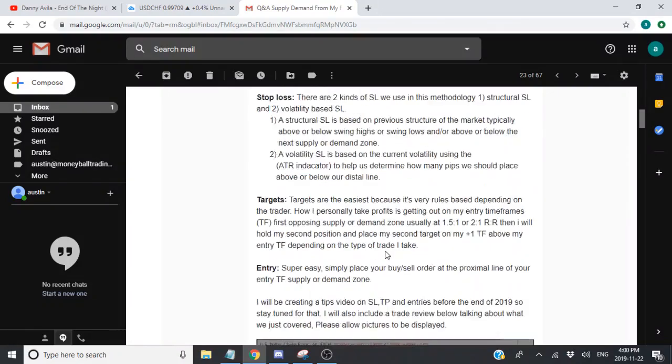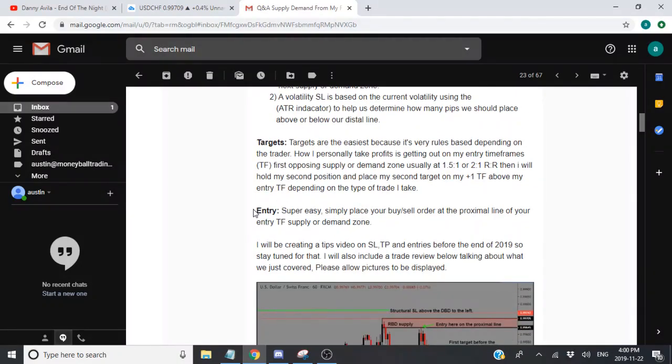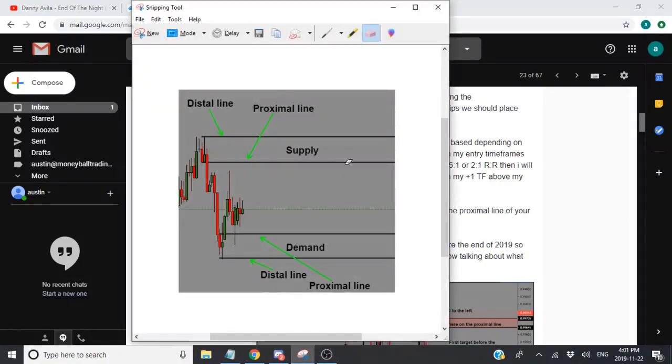So let's just get straight into it. Enough talk. Entry. This is very easy. We simply buy and sell at our proximal line on our entry time frame supply or demand zone. So here we go. This is from a picture from the course. If we have a supply zone up here, our proximal line is right here, and vice versa for demand. Our demand zone is down here, our proximal is up here, our distal line's down here.